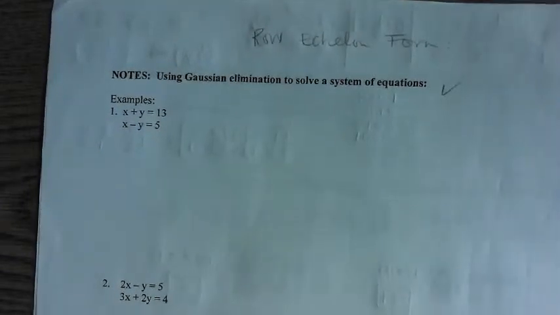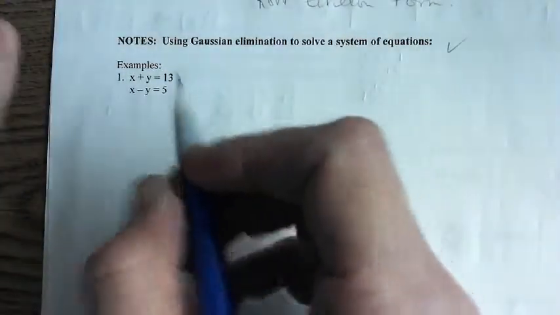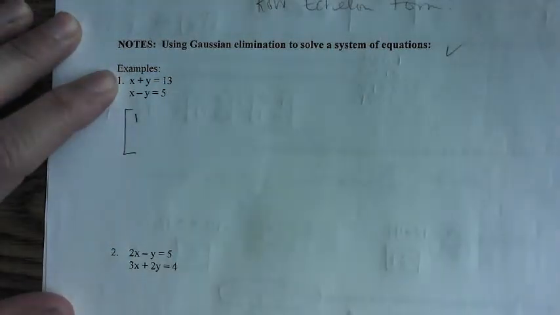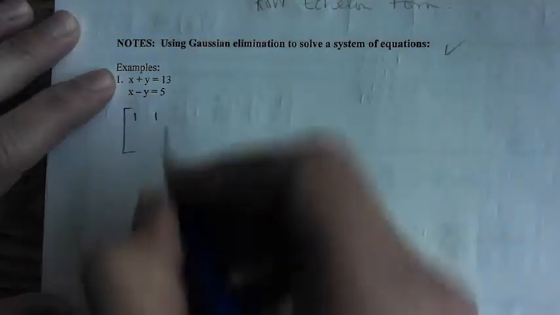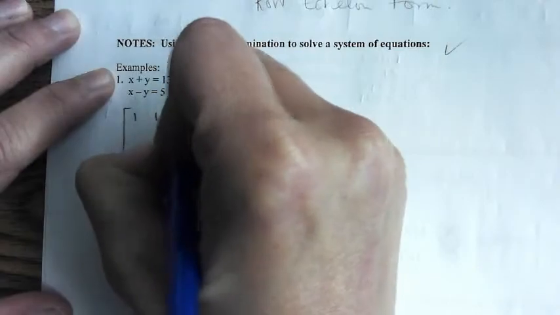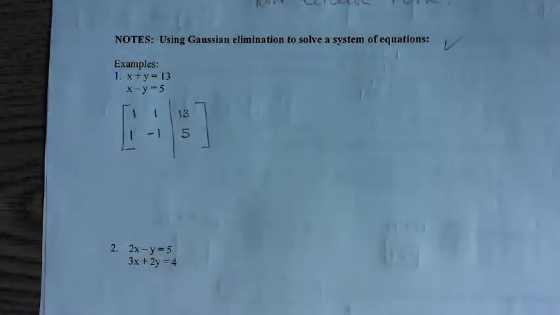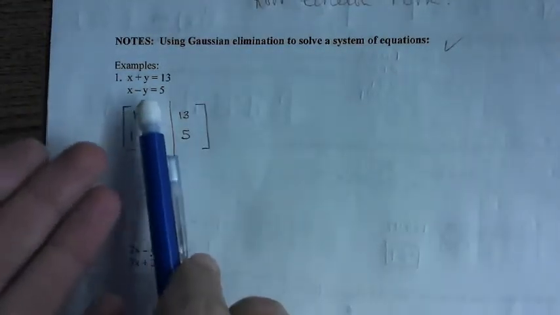All right, so we are first going to set up a matrix based on the system, and the matrix is going to be based off of the coefficients. So we have a 1x, so I'd put a 1, and a 1y. Where your equal sign is goes like a kind of a straight line, and then the 13 would be on the other side. And then the second equation would be 1, -1, and 5. So that means 1x plus 1y equals 13, 1x minus 1y equals 5.